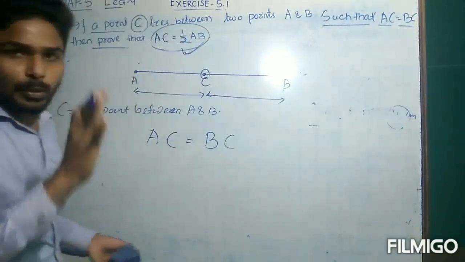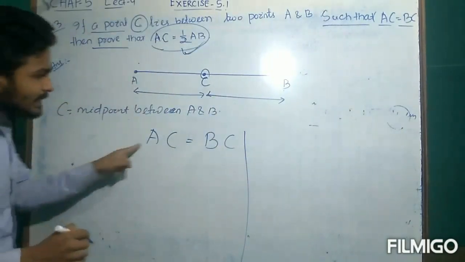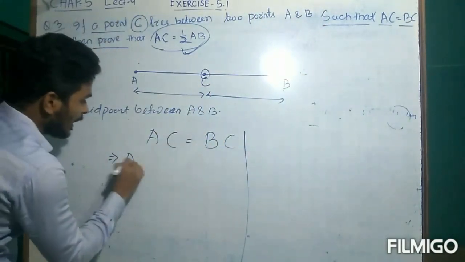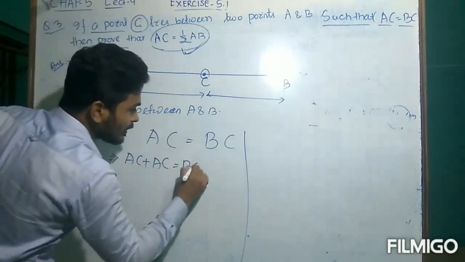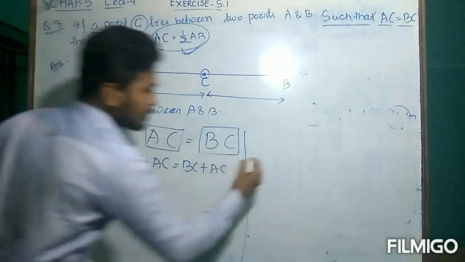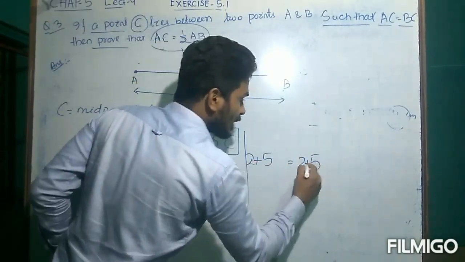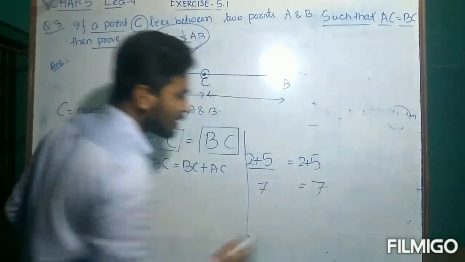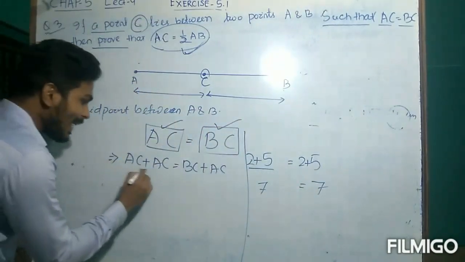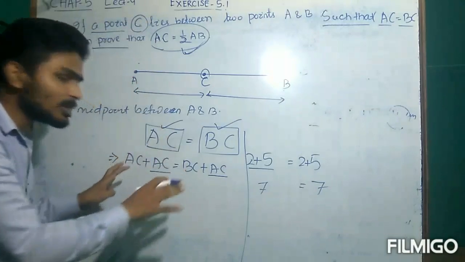See, you can prove it by using two processes. I will tell you both the processes. So the first process: it is given that AC is equal to BC. In the condition section, it is given that AC is equal to BC. Now, let us add AC on both the sides. This is the LHS, this is the RHS. Suppose 5, here also 5. If we add 2 here and 2 here, is there any change? No, there is no change. So we add AC in the LHS and AC in the RHS, and there is no change in the equation.